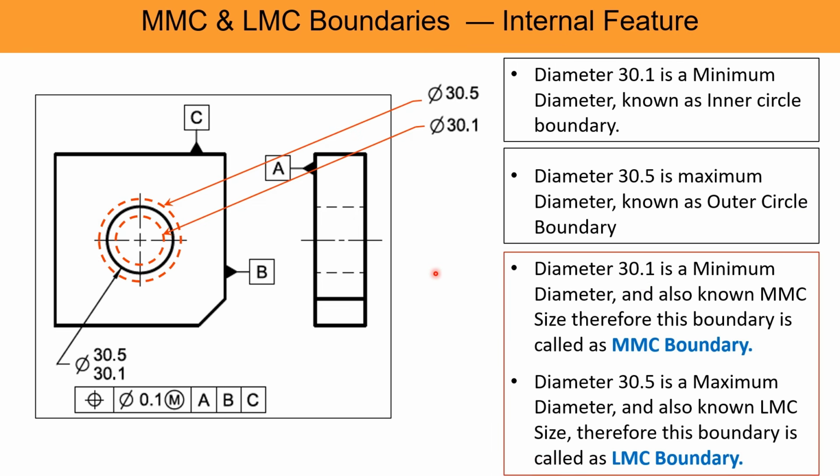Diameter 30.1 is the minimum diameter and is also known as the MMC size. Therefore, this boundary is called the MMC boundary. Similarly, diameter 30.5 is the maximum diameter and is also known as the LMC size, and therefore this boundary is called the LMC boundary. This is how MMC and LMC boundaries are defined.